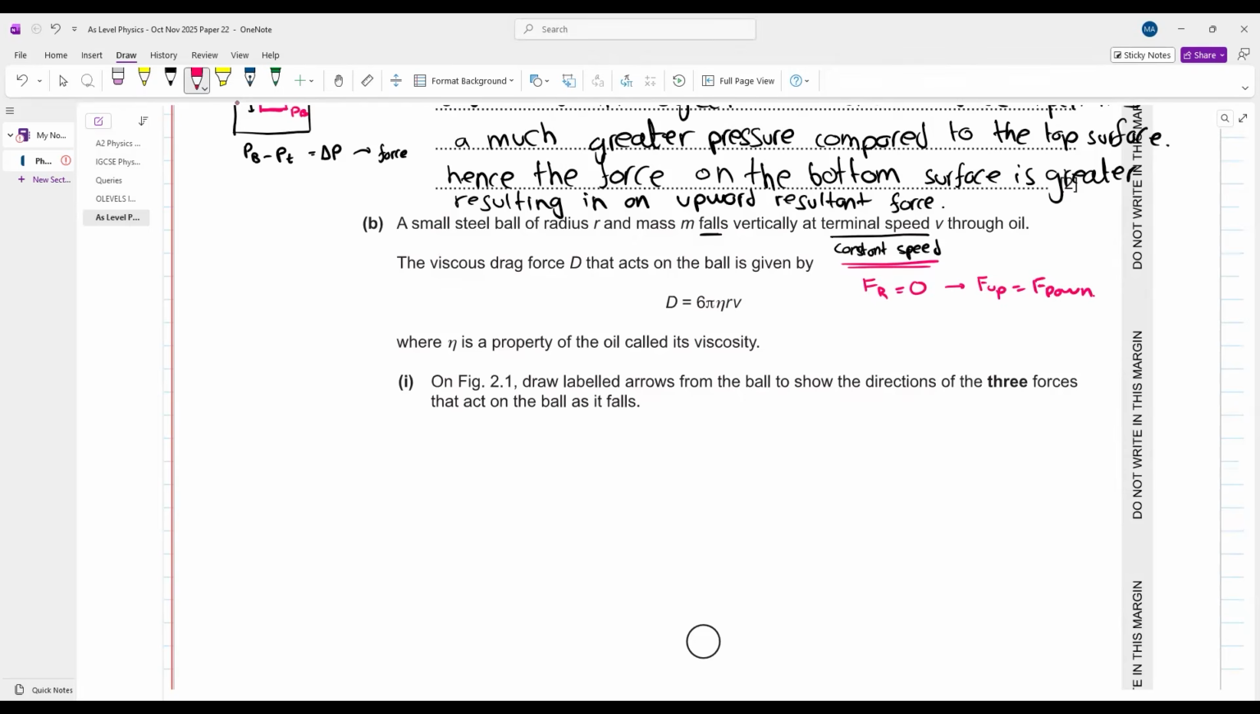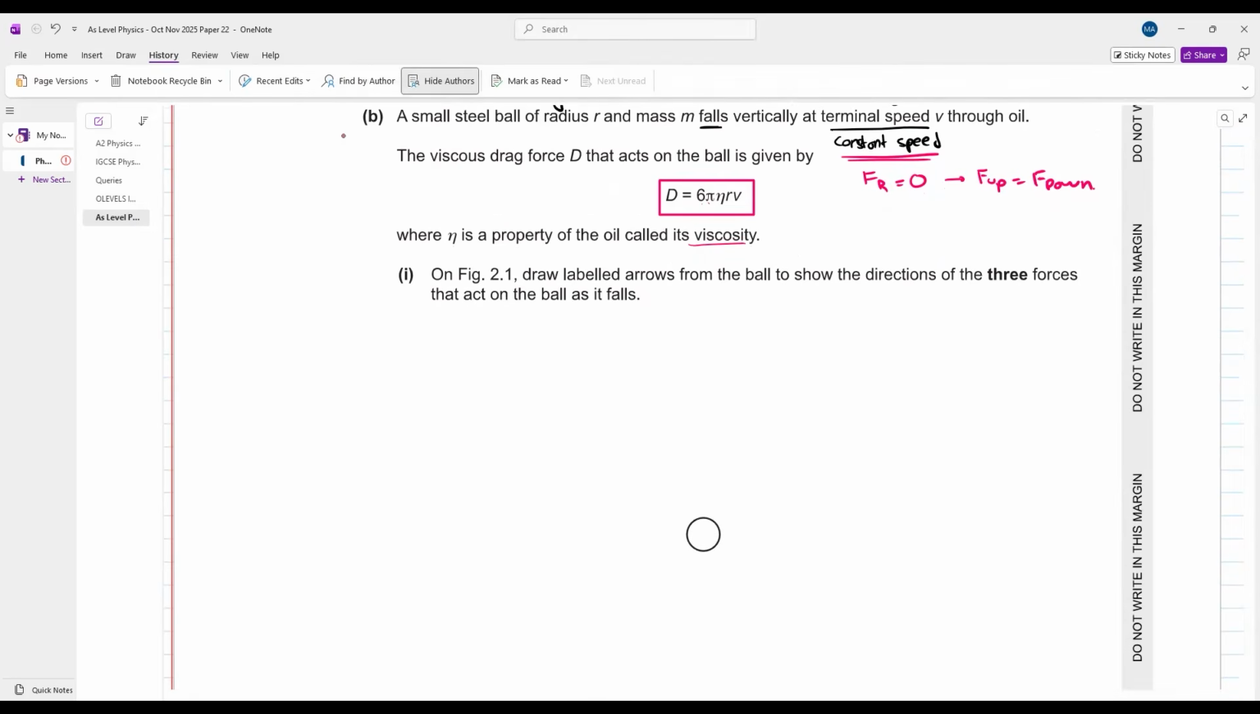Through oil, the viscous drag force acting on the ball is given by this equation. अच्छा जी, viscous drag force acting on the ball is given by this equation जिसमें 6 है, pi है, then you have n क्या है भाई? N is a property of the fluid known as viscosity, R is your radius, V is your velocity. Perfect. Okay, nothing complicated. On figure 2.1, draw labeled arrows from the ball to show the direction of 3 forces that act on the ball as it falls.